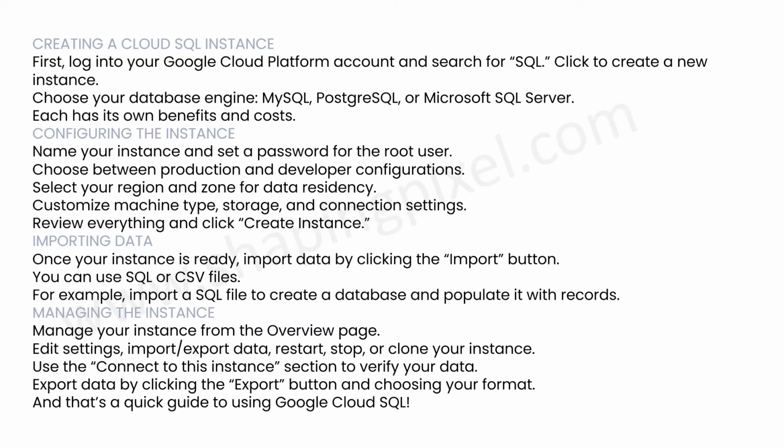Manage your instance from the Overview page. Edit settings, import, export data, restart, stop, or clone your instance. Use the Connect to this instance section to verify your data. Export data by clicking the Export button and choosing your format. And that's a quick guide to using Google Cloud SQL.